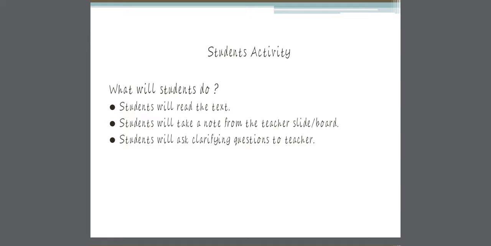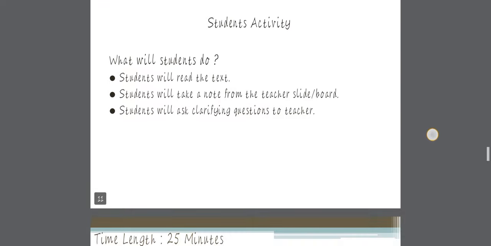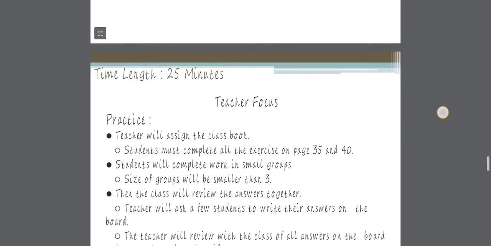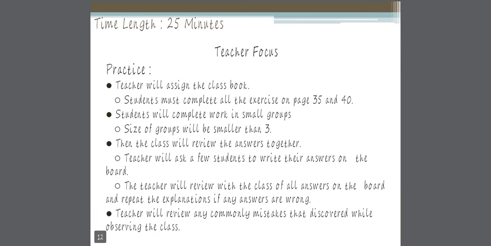And the last sub is also related to how students learn, that there are also some students who can understand the material by asking questions or speaking out loud. So moving to the third sequence, I need a 25-minute time allocation because in this section the teacher focuses on having the students practice the materials that I delivered before.